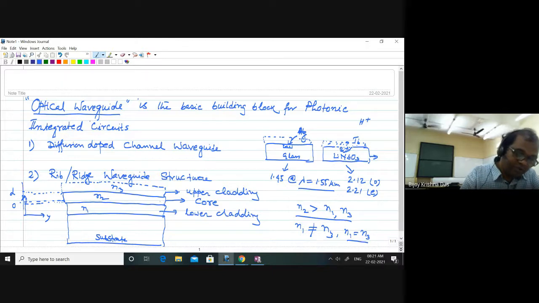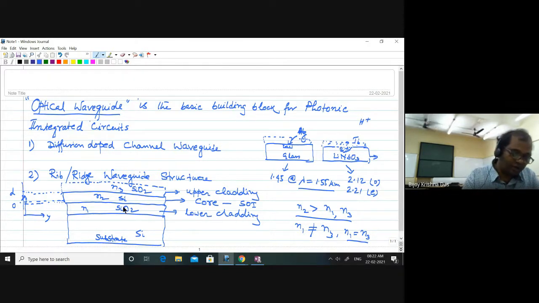For example, if this core material is SOI, silicon on insulator, which is silicon, I am just giving one example, and this material is SiO2, silicon dioxide. And then the top material is also some kind of silicon oxide, SiO2. That is possible in the CMOS industry. This material is your SOI, the so-called SOI, which is basically a thin layer of silicon. Then this layer itself can be useful as a planar waveguide structure.